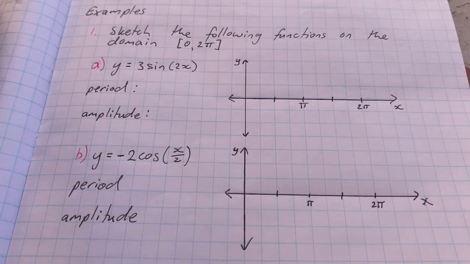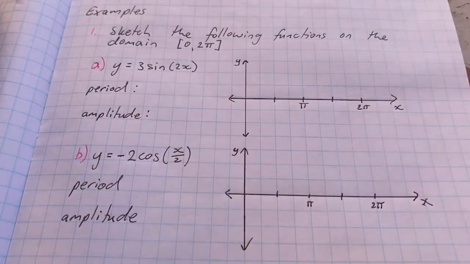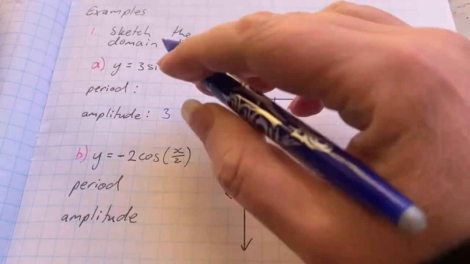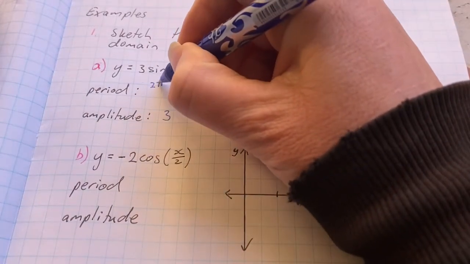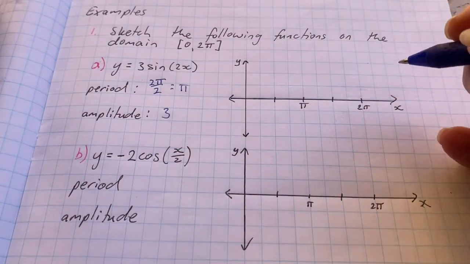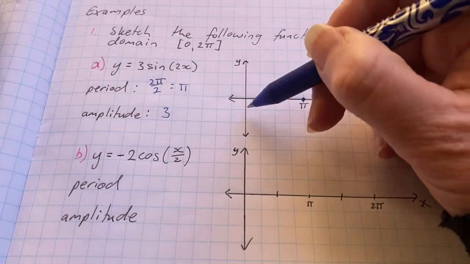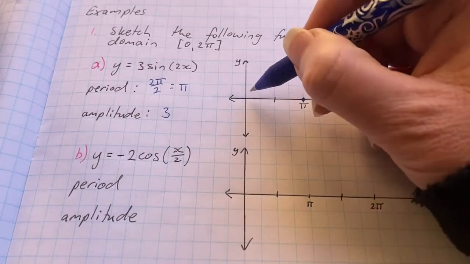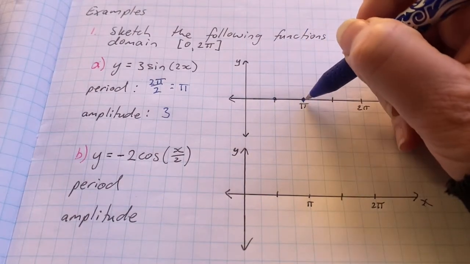So let's have a go at graphing a couple of these. So the first one is 3 sine 2x. It's not a bad idea to write down what the period and the amplitude are. So the amplitude here is 3. And the period is 2 pi on 2, which equals pi. So this is the same as what I mentioned earlier. So up until pi, you're going to fit a whole cycle. So you'll get half the cycle to here and the whole cycle to there.